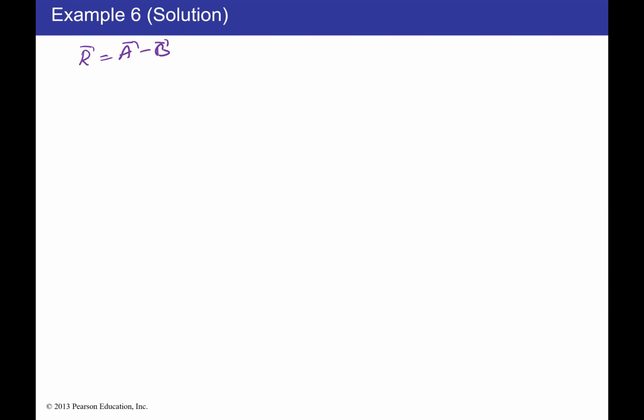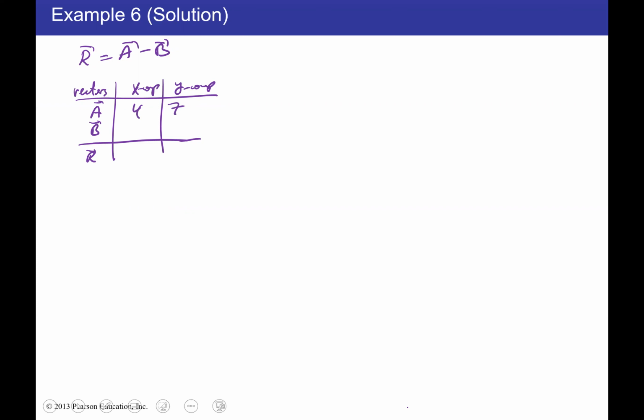And here we can look at a little bit different approach. One thing we can do is make a table: a, b, and this is r. These are my vectors, x component, y component. And then here I have my components. Remember that this was 4 and 7, and this was 5 and then negative 2.